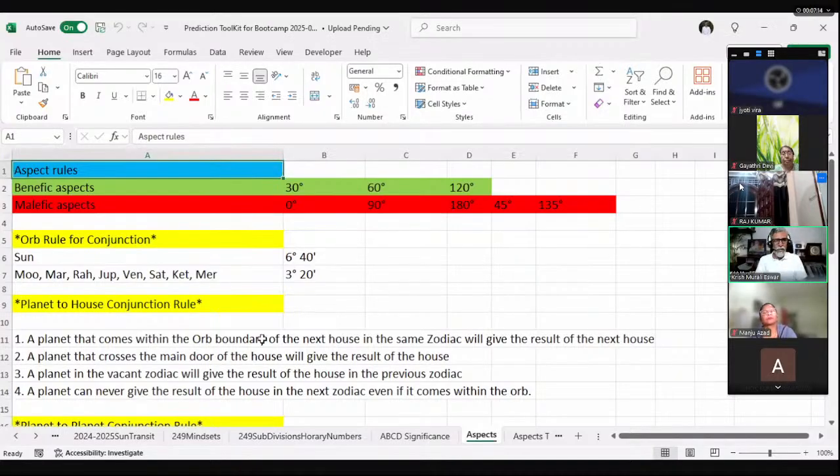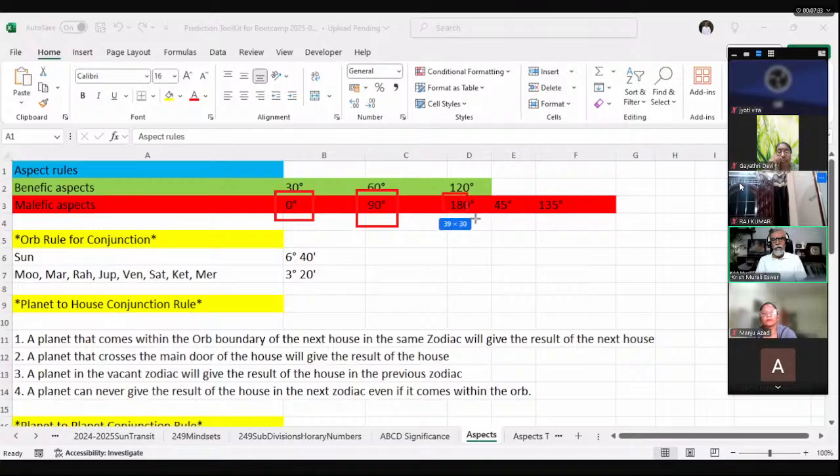We have already seen this 0 degree with orb rule. Always remember, all things have to be checked with the orb rule. So 0 degree is conjunction. Conjunction is a malefic aspect. 90 degree is a malefic aspect. 180 degree is a malefic aspect. Okay, so always remember these three things.